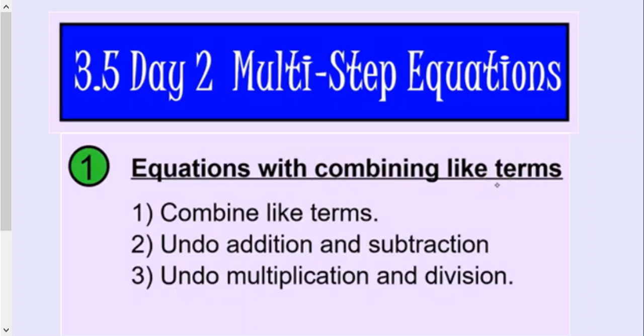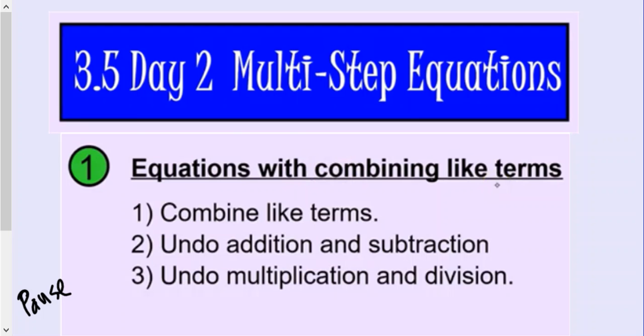The first thing I would like you to write down in your notes is the steps that we take to solve an equation by combining like terms. So when we have an equation with like terms on one side of the equal sign, we're first going to combine those like terms, and then we're going to follow the same steps that we follow when solving a two-step equation. We're going to undo addition or subtraction, and then we're going to undo multiplication or division. Okay, so go ahead and make sure you write these down in your notebooks. You can pause here if you need, and push play when you're ready to move on.